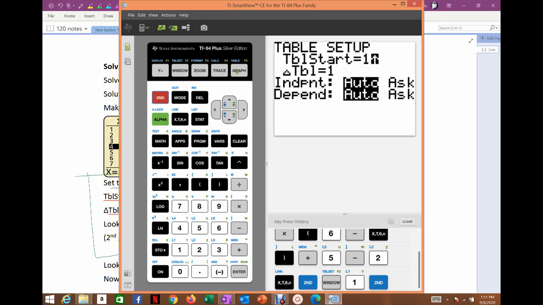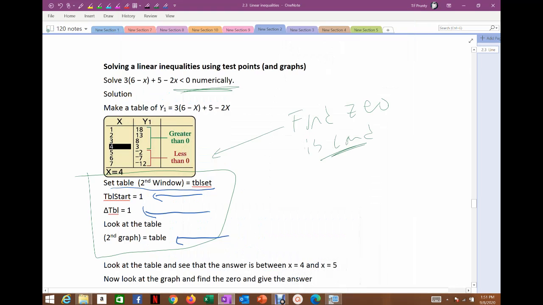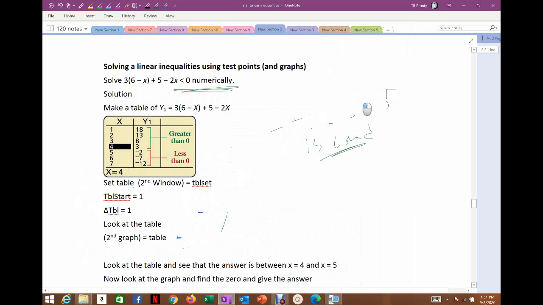So now I'm going to hit second graph. That'll take me to my table. And now it'll show that table that I have in. So there's the table that I've got in my notes here. Alright, so there's the table. And then what you look for is, remember, we're finding the zero. I'm looking for, when does it change from a positive to a negative, or vice versa? When does it change from a negative to a positive?